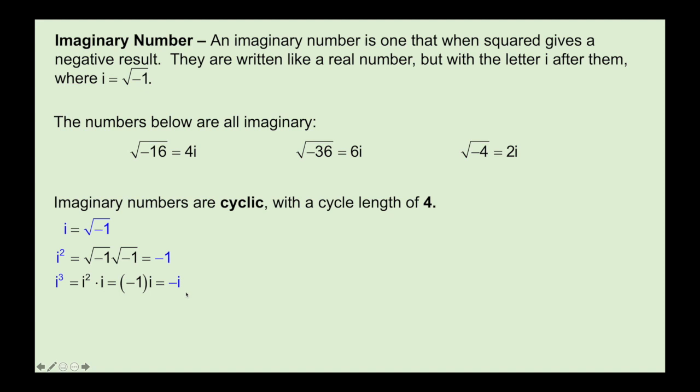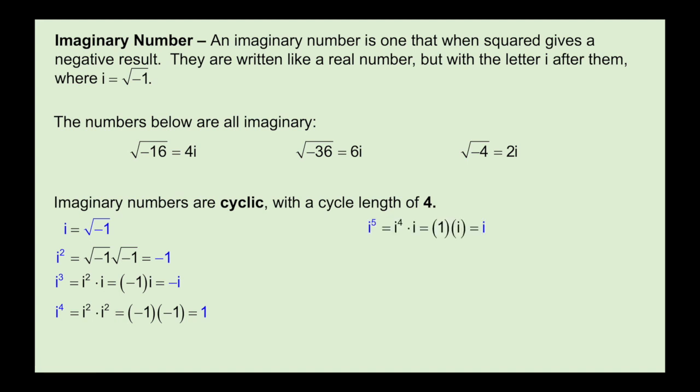And then the last one that we look at here is i to the fourth. We can think of i to the fourth in a few different ways, but the easiest is i squared times i squared. We know based on what we did up here that i squared is -1, so this becomes -1 times -1, which becomes a +1. And it's important that we have all 4 of these memorized.